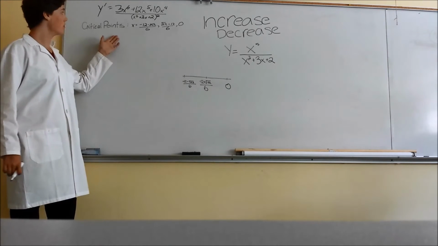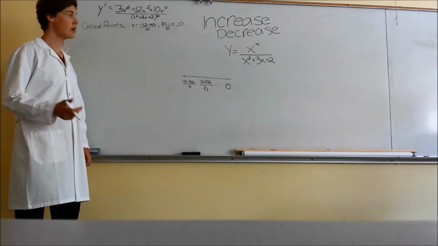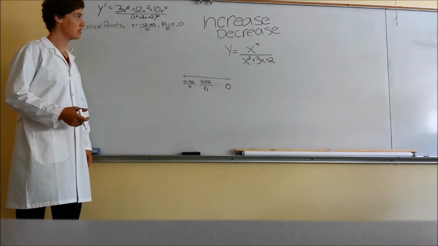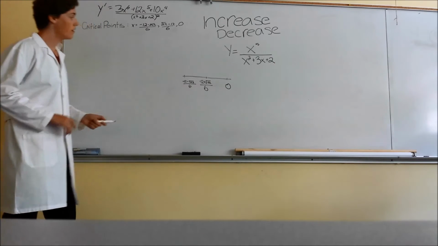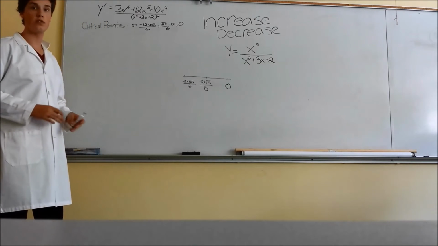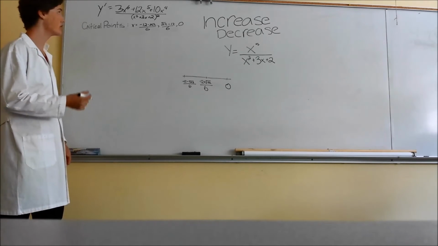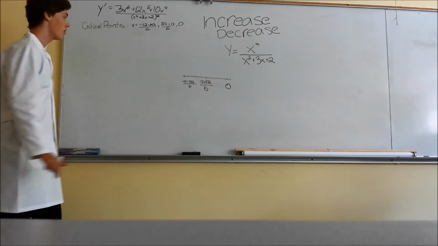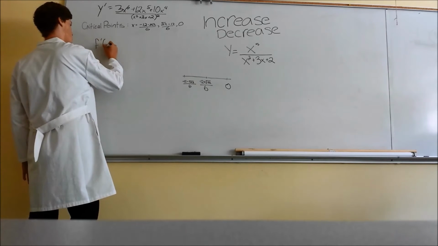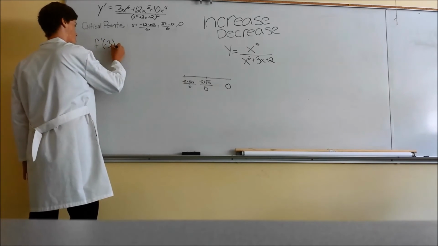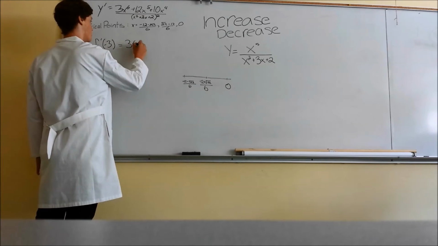Now that we found our critical points of x equals negative 12 minus root 22 over 6, root 22 minus 12 over 6, and 0, we put these values on a number line. We can now test the intervals of increase and decrease between each of these points by plugging in values into our derivative. First, let's try negative 3. We plug in negative 3 for our x values.